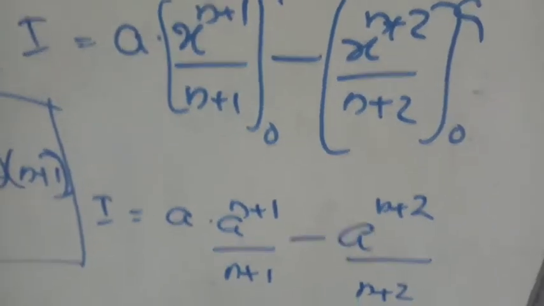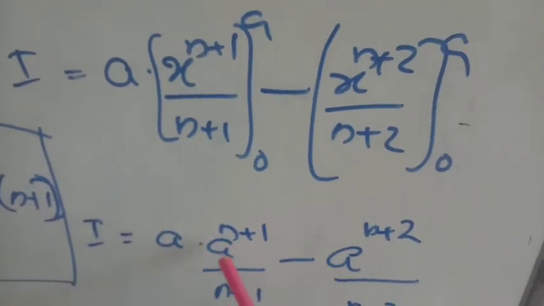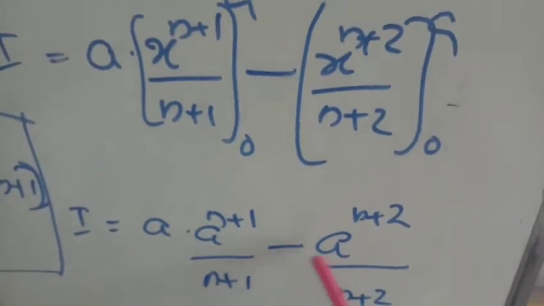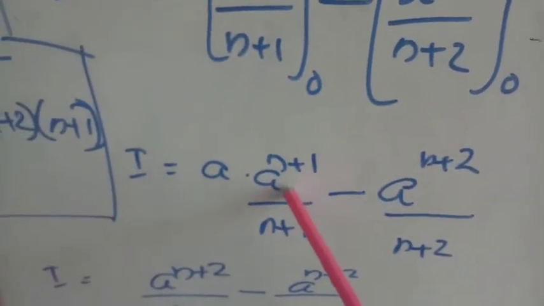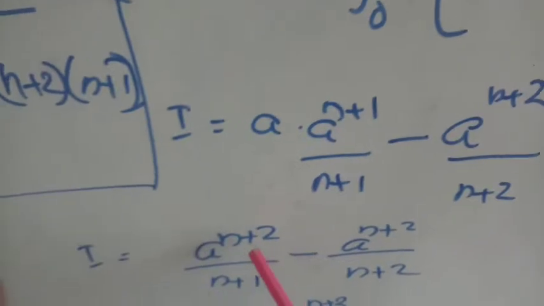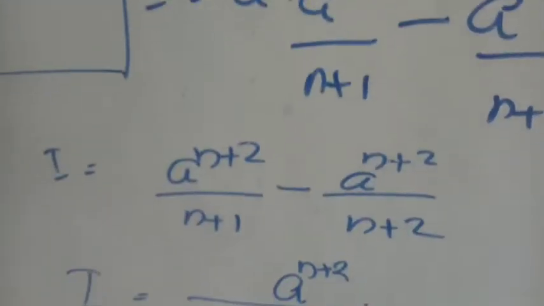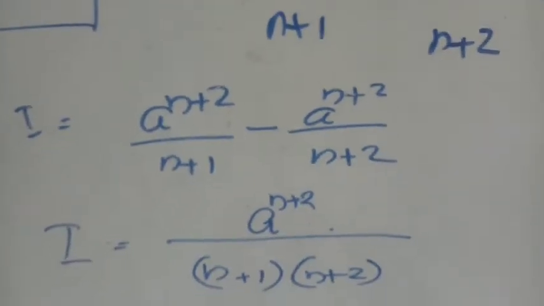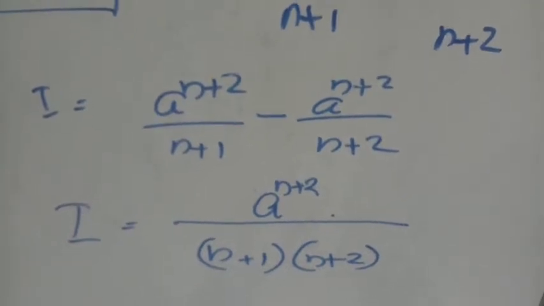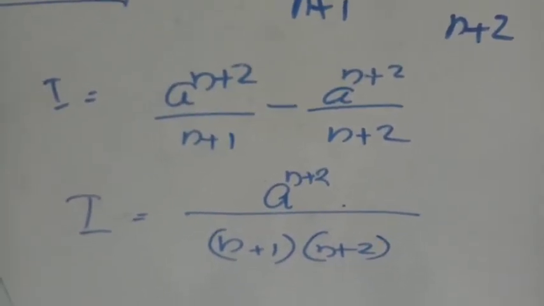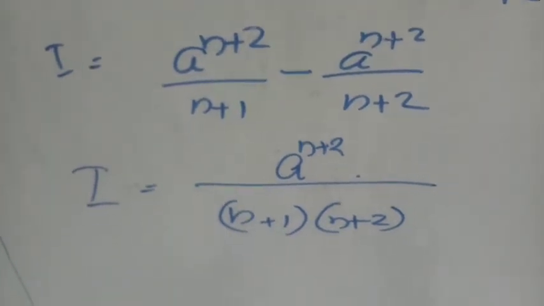Put upper limit and lower limit. By substituting x is equal to a, you will get a into a raised to n plus 1 by n plus 1 minus a raised to n plus 2 by n plus 2. And this a and a raised to n plus 1 will be multiplied, and the first term is a raised to n plus 2 by n plus 1 minus a raised to n plus 2 by n plus 2. Taking LCM, a raised to n plus 2 outside, the numerator again 1. So the final answer of this one is a raised to n plus 2 by (n plus 1) into (n plus 2).